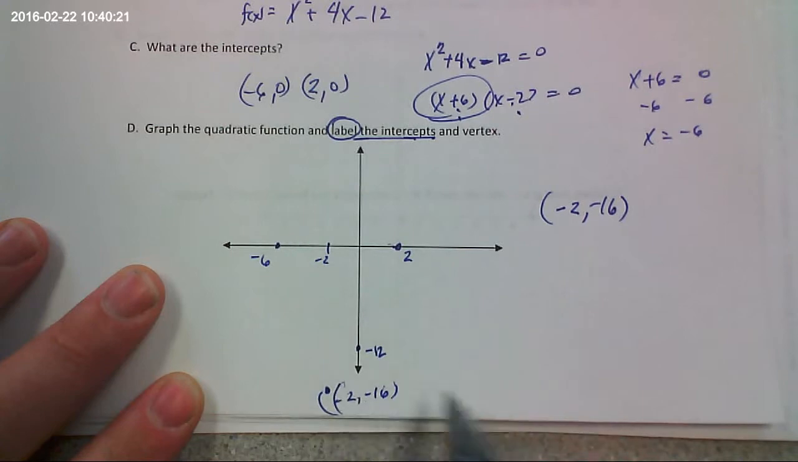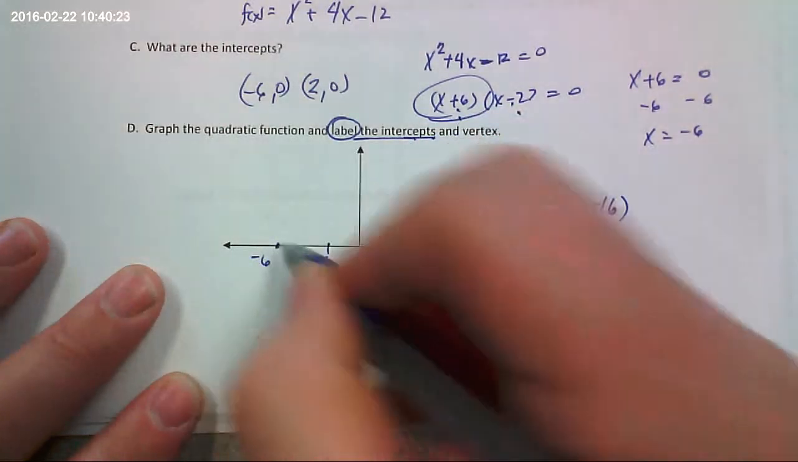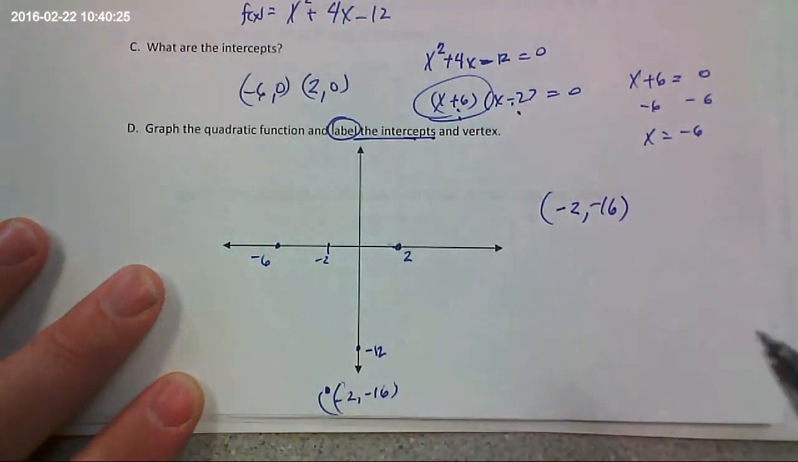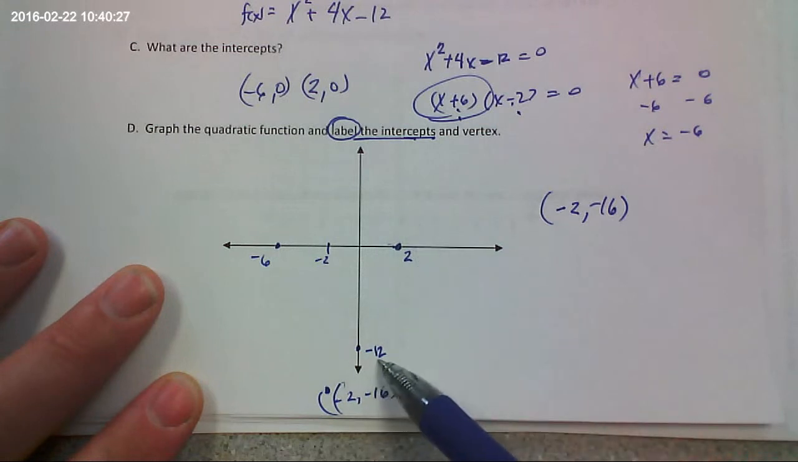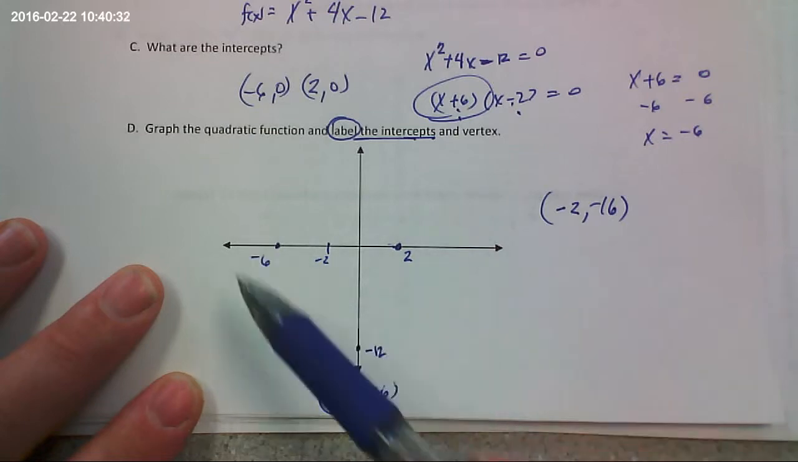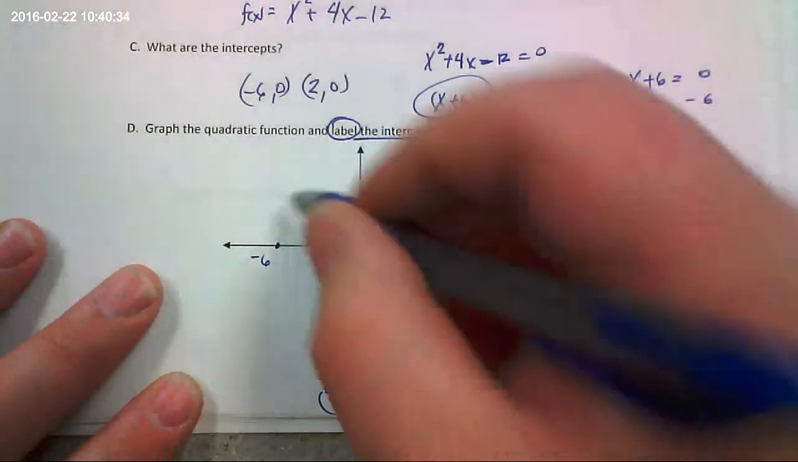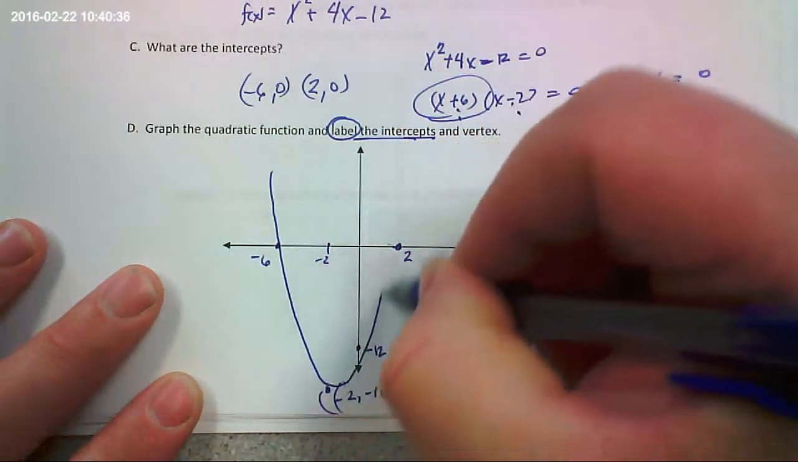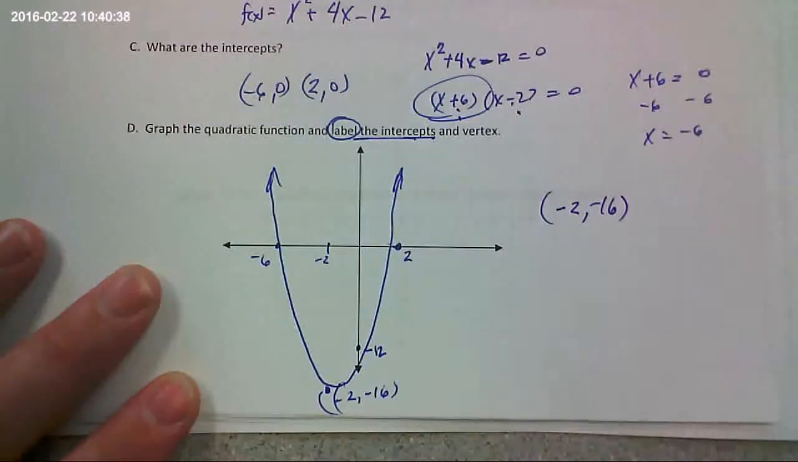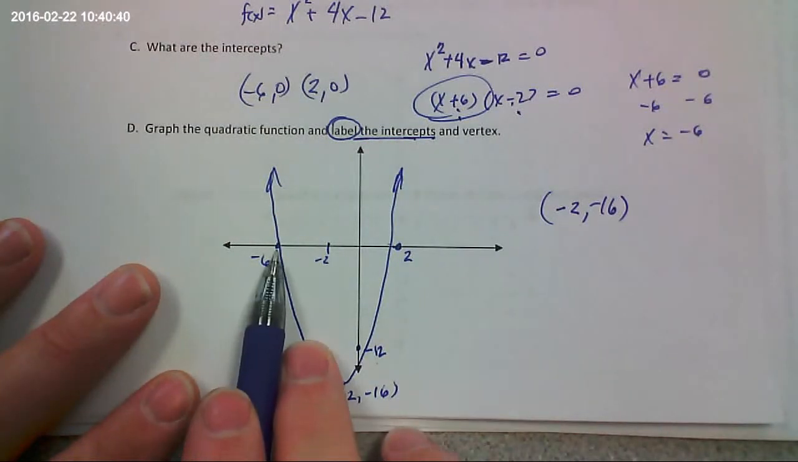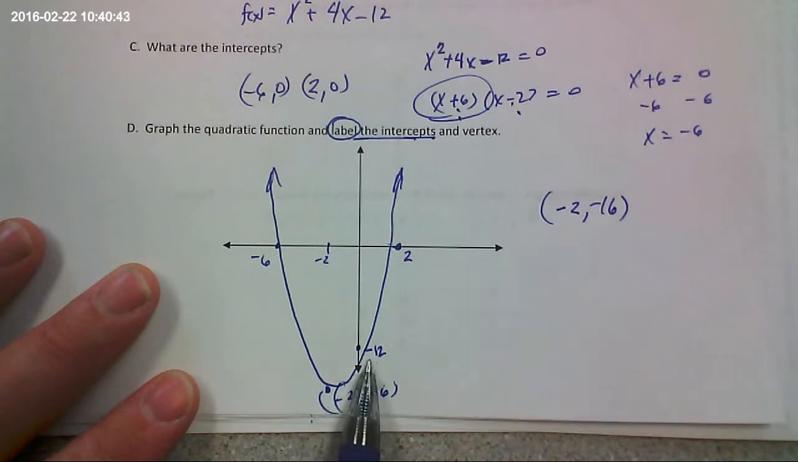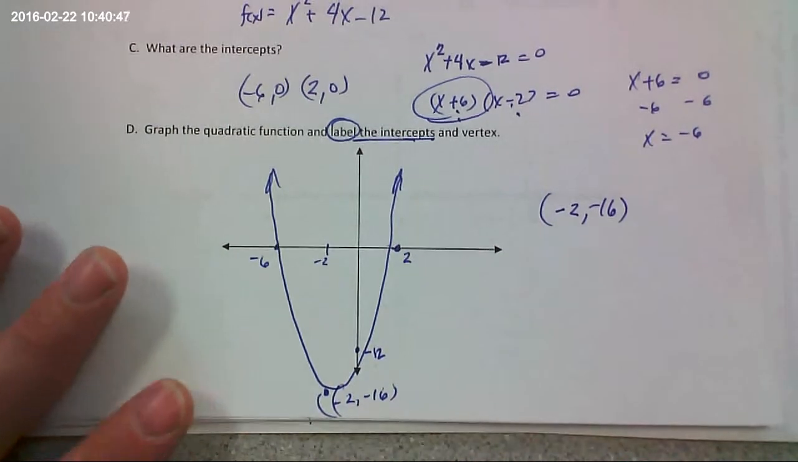So if you didn't put these numbers right here, like here, negative 2, or sorry, positive 2, negative 12, negative 2, negative 16, and negative 6. If you didn't put those numbers there, then you didn't label it. I hit this one almost, and I was totally off on all the others. So that's really horrible. Still, that would be okay.